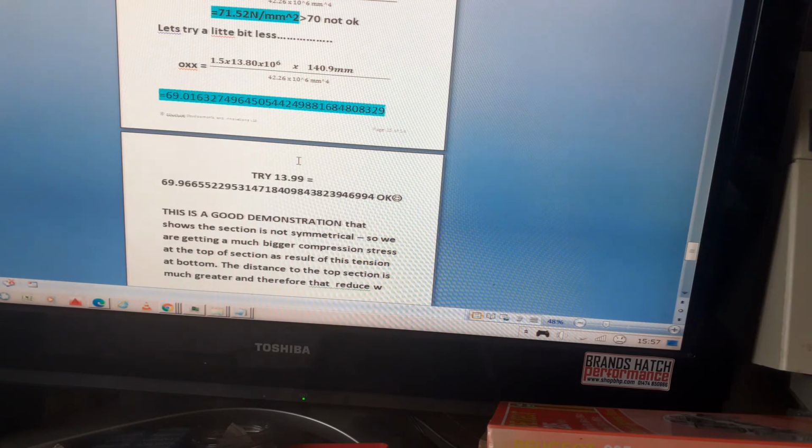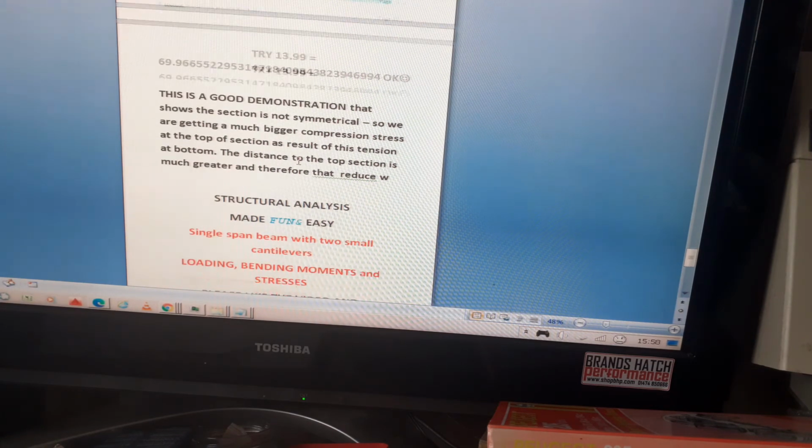So basically the answer, the safe W load over the whole beam, is 14, because that gives you less than 30 tension at the top at the support, less than 70 at the bottom at the support, less than 70 compression at the middle, and less than 30 tension at the middle.